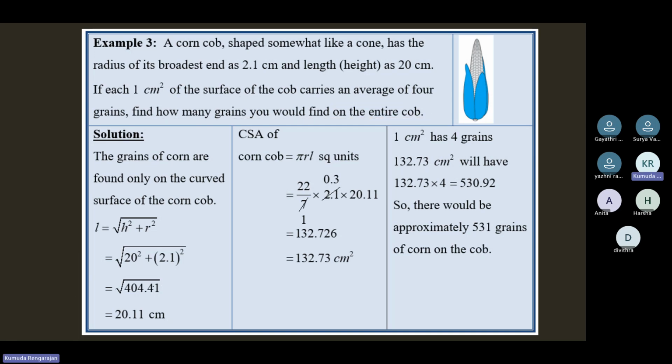So things to remember is the grains are arranged on the curved surface of the corn cob. So you have to find the curved surface area. Formula pi r L. L not known. So you should find L. Once you find L, find CSA, and then 1 centimeter square, 4 grains. 132.73 centimeter square will have into 4. So that gives us 530.92, which is 531 approximately.